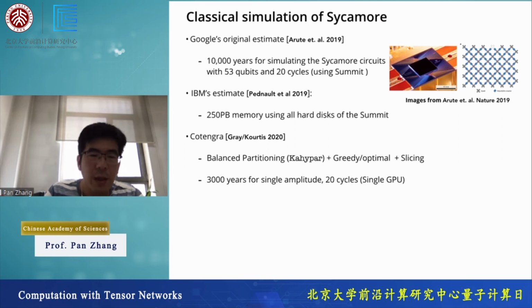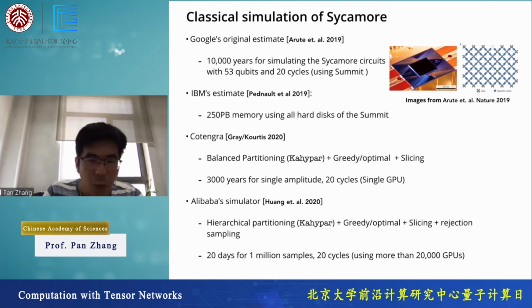Right? In about March 2020, Gray and Kourtis proposed Cotengra, which introduced a very advanced method for finding a contraction order of the algorithm. This reduces the computation time for a single amplitude using a single GPU to about 3,000 years.